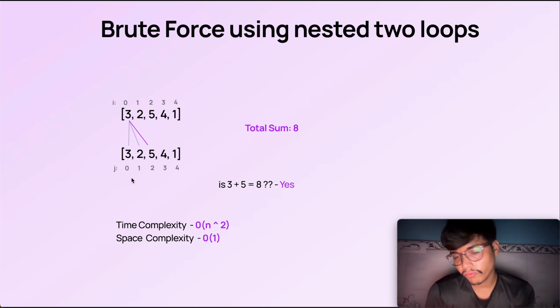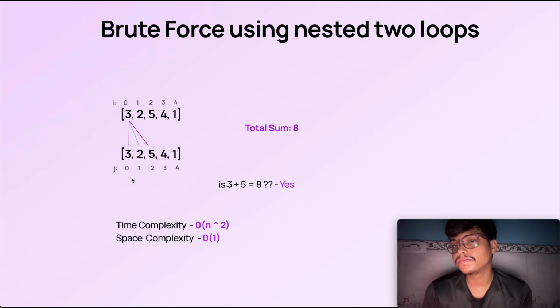And what will be the time complexity of this? Whenever we are using two nested loops, the time complexity would be O(n) square, because we are using nested loops. And the space complexity will be constant, O(1), because we are not storing anything. So this was the first approach.